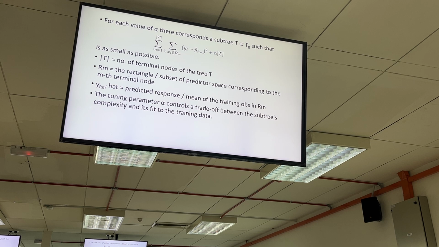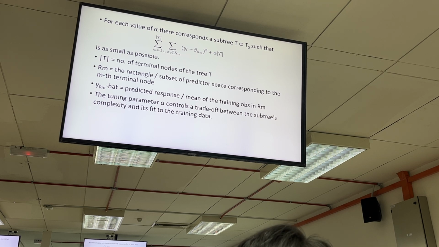As you can see, this is a modified RSS where we have the actual value minus the predicted value squared, plus some alpha. This is the cost complexity multiplied with the absolute value of T. T is the size of the decision tree. Okay? The size of the decision tree is described by the number of terminal nodes.